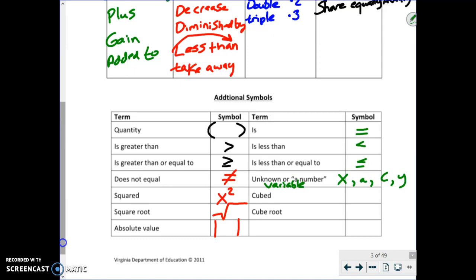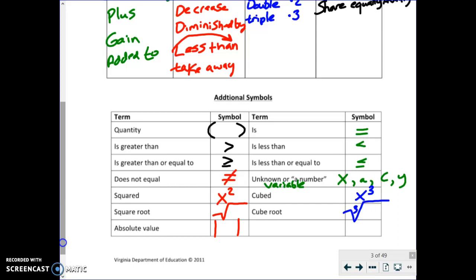Something cubed. Well, cubes are three-dimensional. They're a three-dimensional shape. They have width, length, and height. So cubed is something to the third power. And a cube root, well, that's like a square root, except it has a 3 right there in that little check mark spot. So this is kind of the start, the introduction to being able to translate expressions.